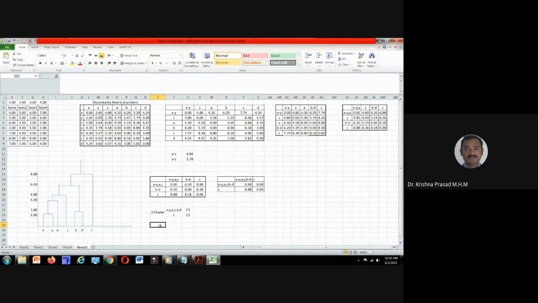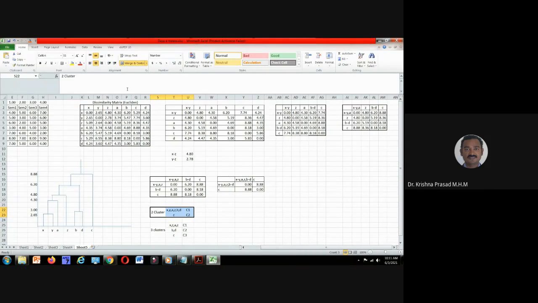Now, if you ask me to create 3 clusters, what do I need to do? I just need to move the cutting point in between 4.8 and 6.20. What are the clusters formed? X, Y, A, and Z is one cluster. B, D is another cluster. C is another cluster. These are the 3 clusters it has formed. See the advantage of hierarchical clustering. C1, C2, C3. Right or not?